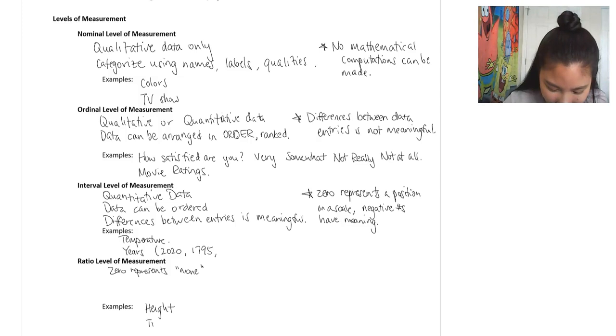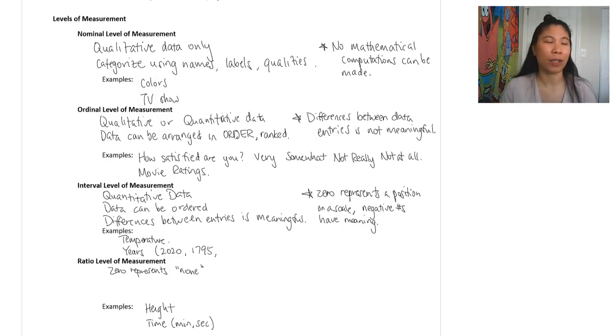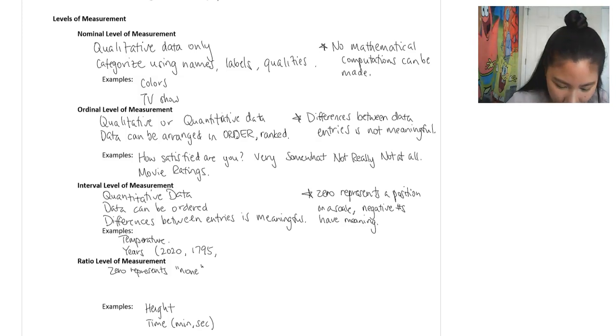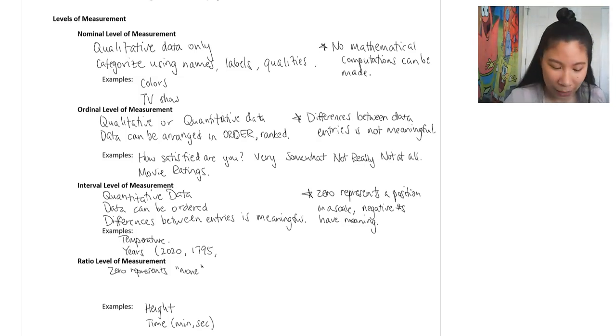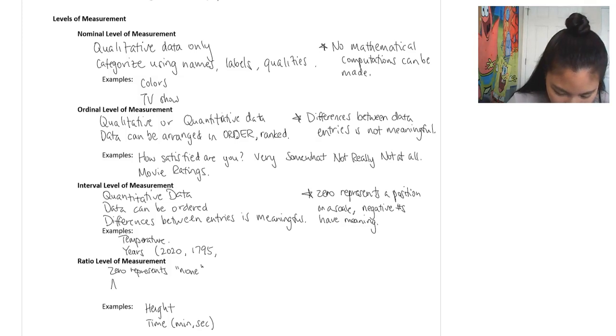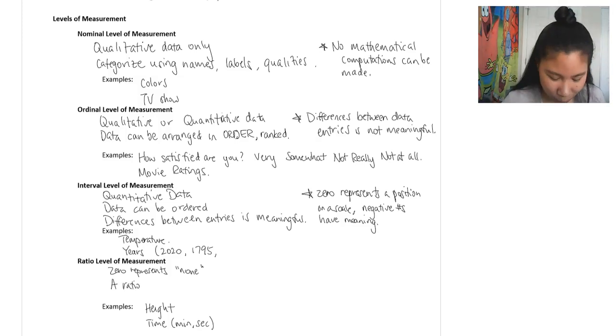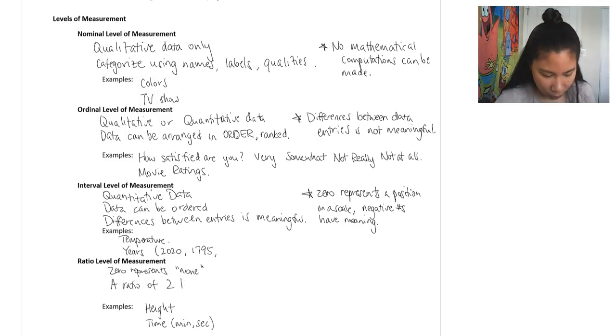Or if we talk about time in terms of minutes or seconds, then we can say if I took 0 minutes to do homework, that means I didn't do any homework at all, so none. So for the ratio level, 0 has to represent none. You can also think about it as a ratio, because it's called a ratio level of measurement. A ratio of 2 values can be formed.